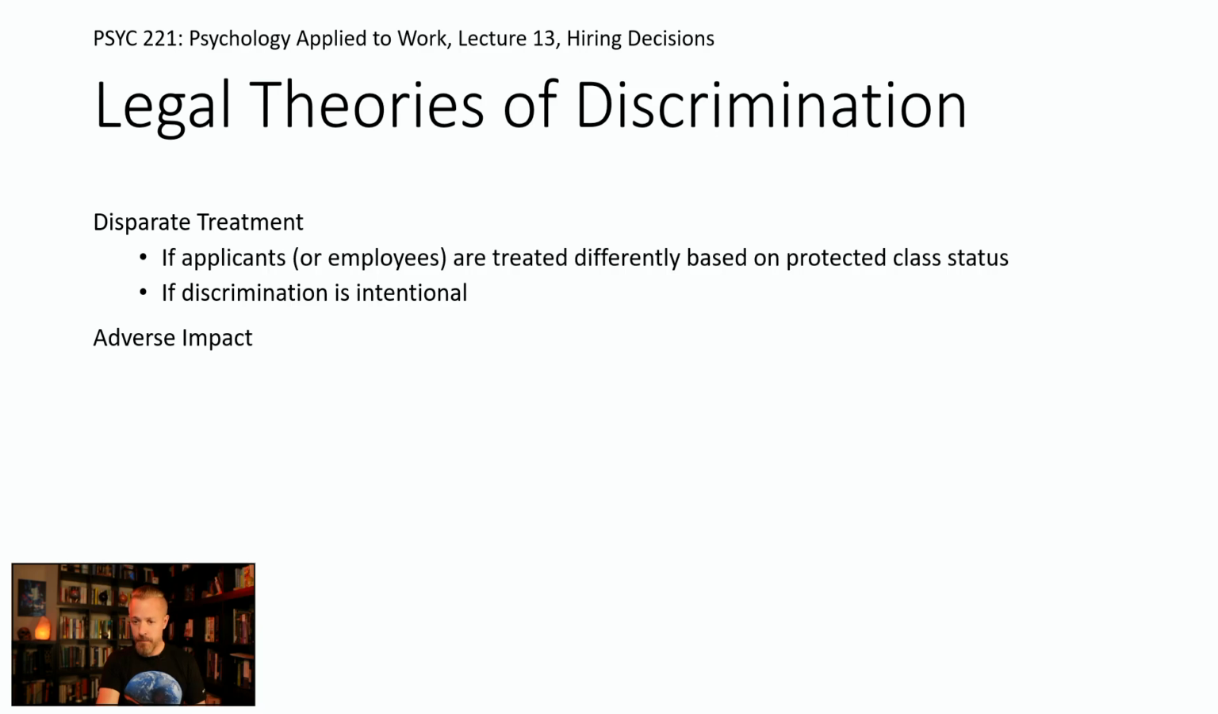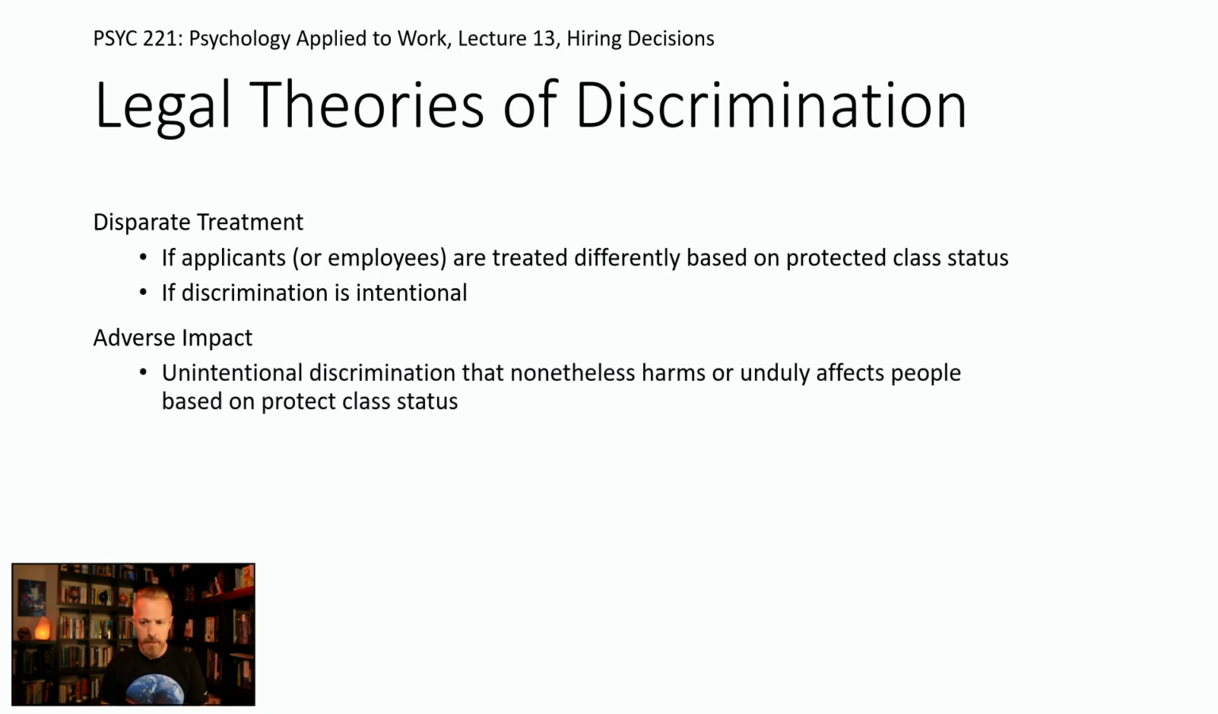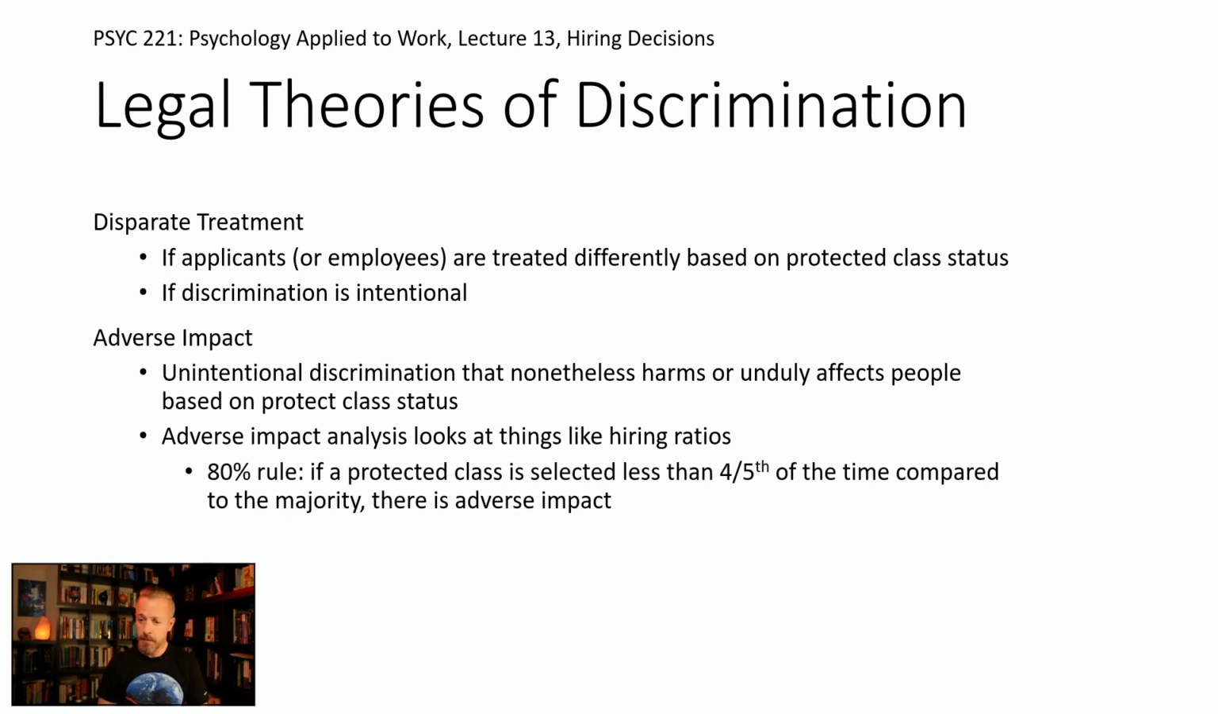There's another thing called adverse impact. Now, adverse impact is unintentional discrimination. So you don't necessarily have somebody deliberately making decisions based upon protected class, but you have unintentional actions happening that nonetheless create the same harm, or some other kind of harm that unduly affects people based upon their protected class status. And one way that you can look at your organization to make sure you're not creating adverse impact is looking at things like hiring ratios. And there's this thing called the 80% rule.